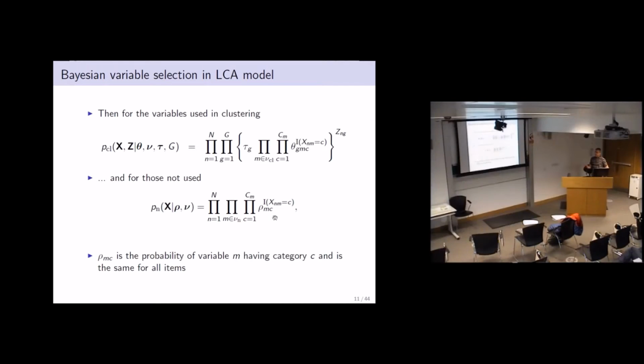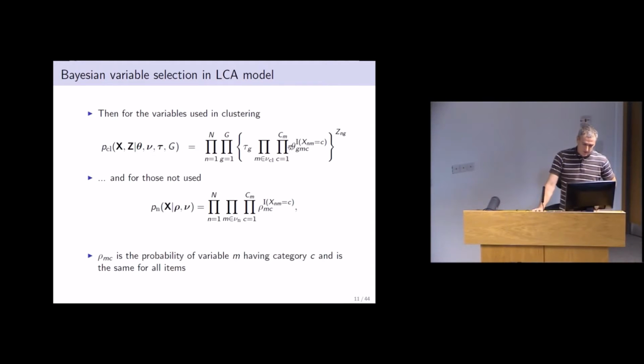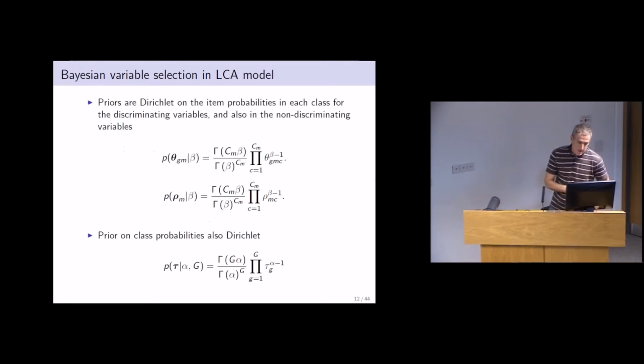So if a variable is useful for clustering, this will be the contribution to the model, and for the variables that are not useful for clustering, this will be the contribution to the model. Because the thetas don't depend on g, the top term simplifies a lot, and it becomes what we have written here.